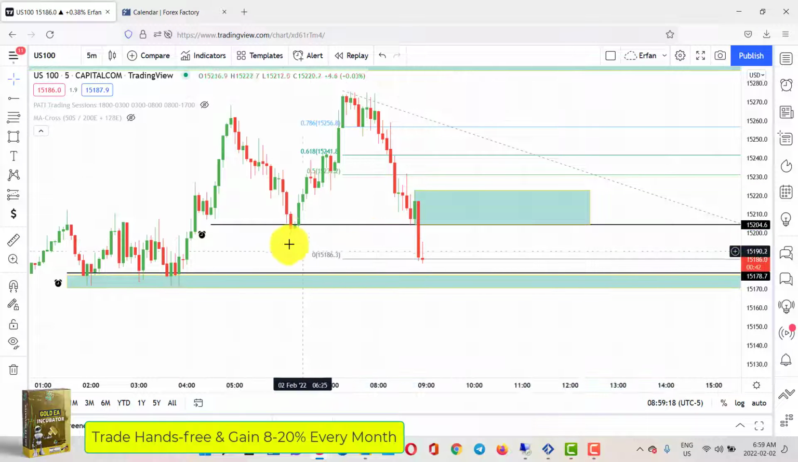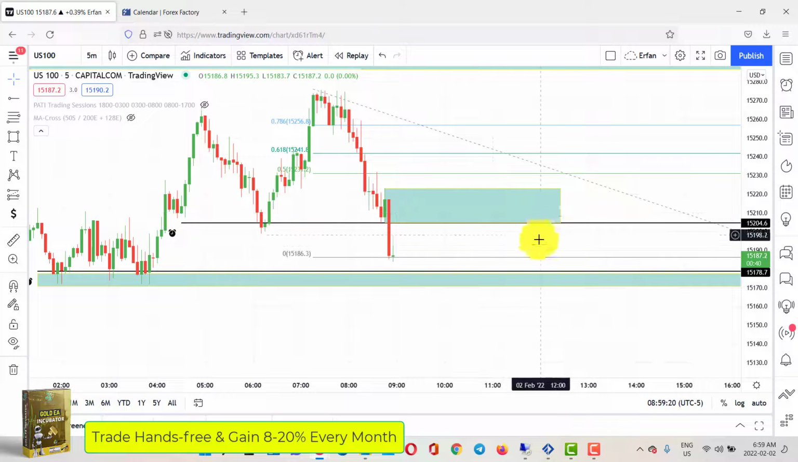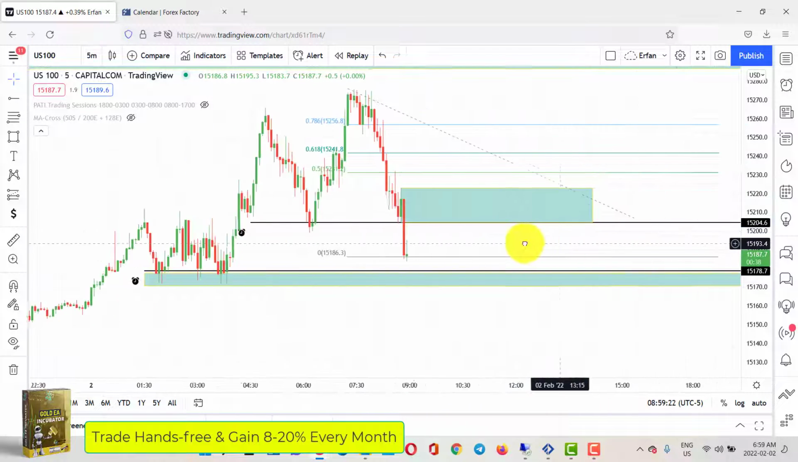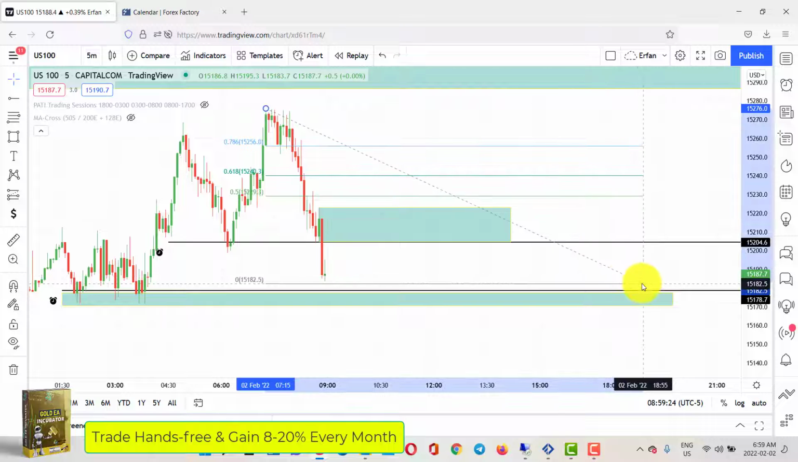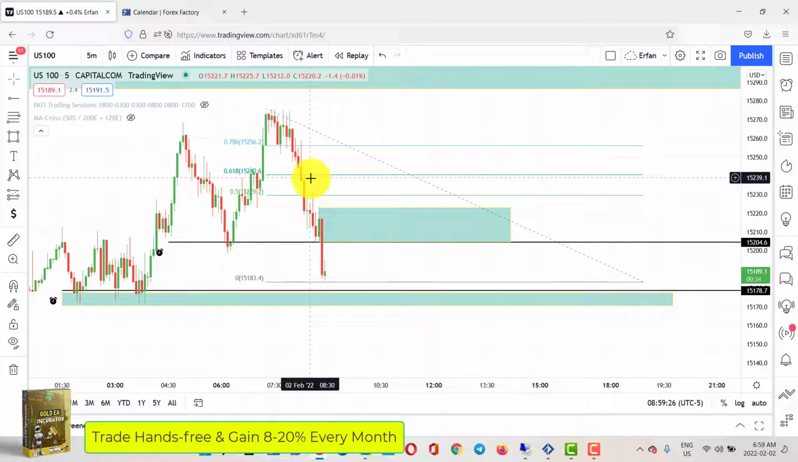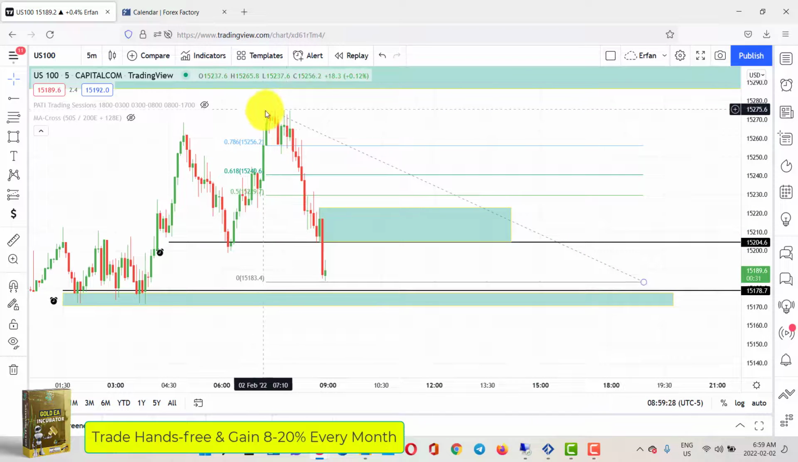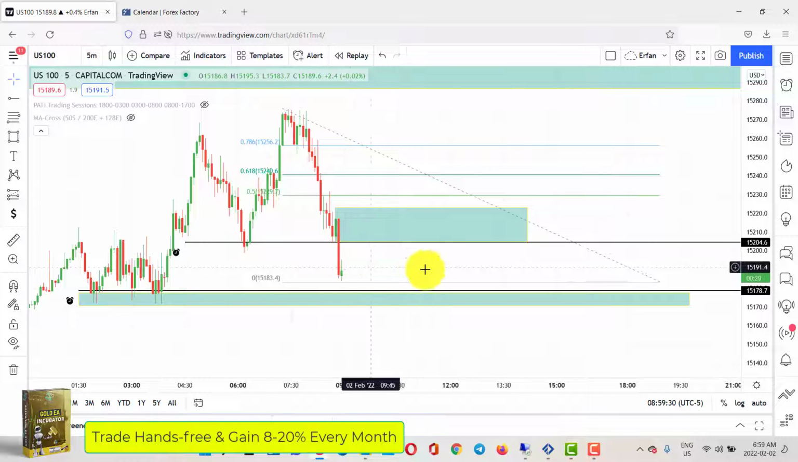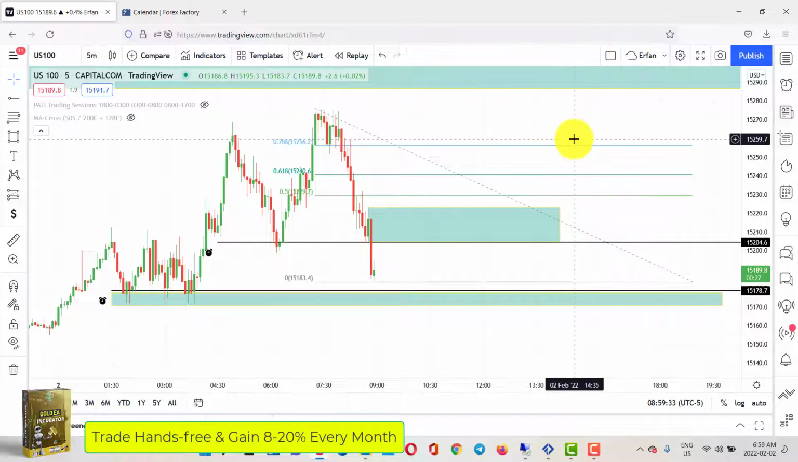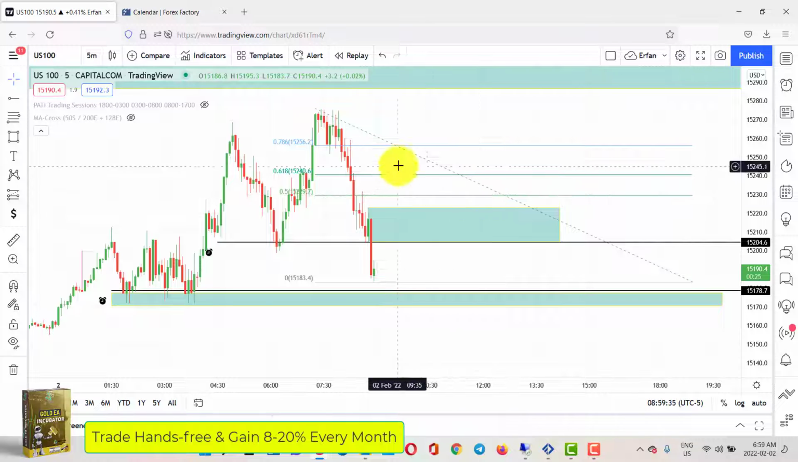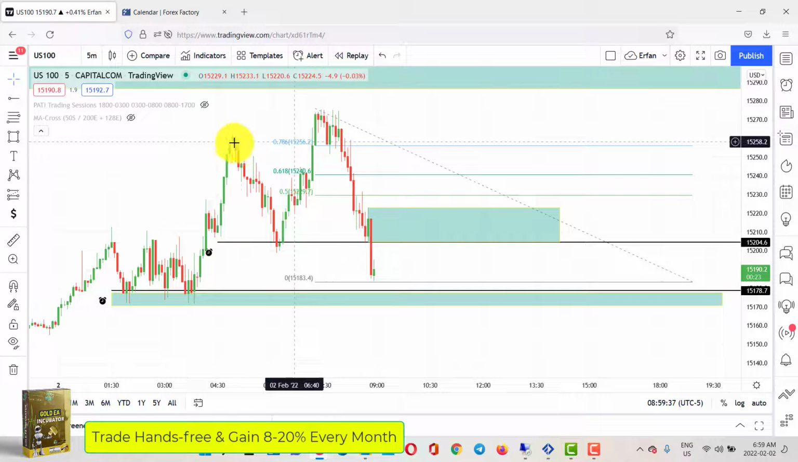I'm gonna remove this because I have to wait for correction anyways. But Fibonacci shows up to here, but our high probability order block is right here. Well, we're gonna wait for that. We gotta wait. But yeah, guys, that was a good one.